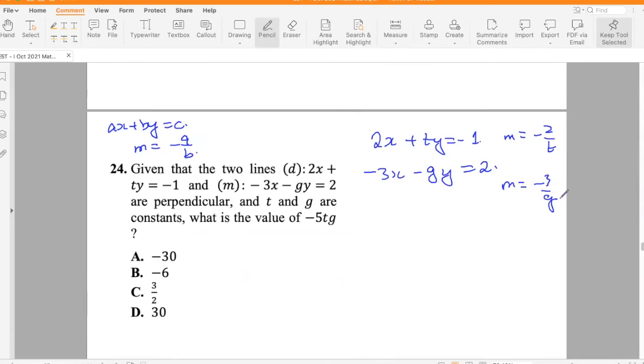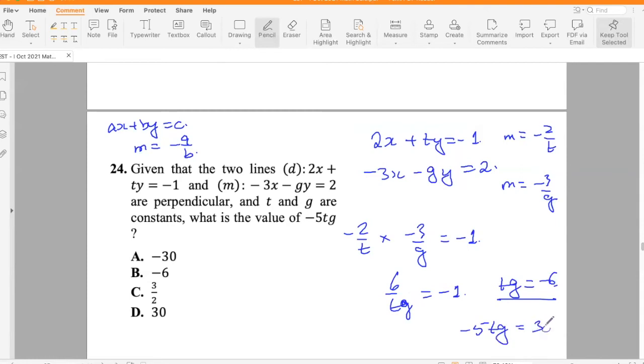And because the lines are perpendicular, the product of the slope should be -1. So minus 2 by t times minus 3 by g is -1. So that is 6 by tg is -1. So tg is -6. So minus 5 tg will be 30. Option D.